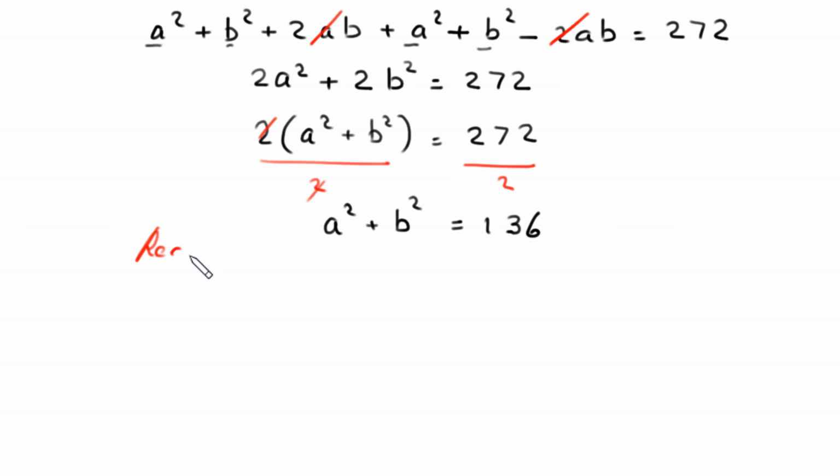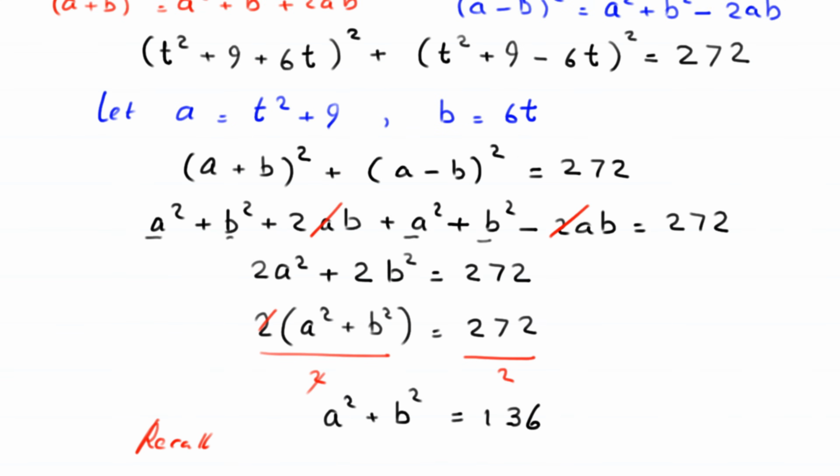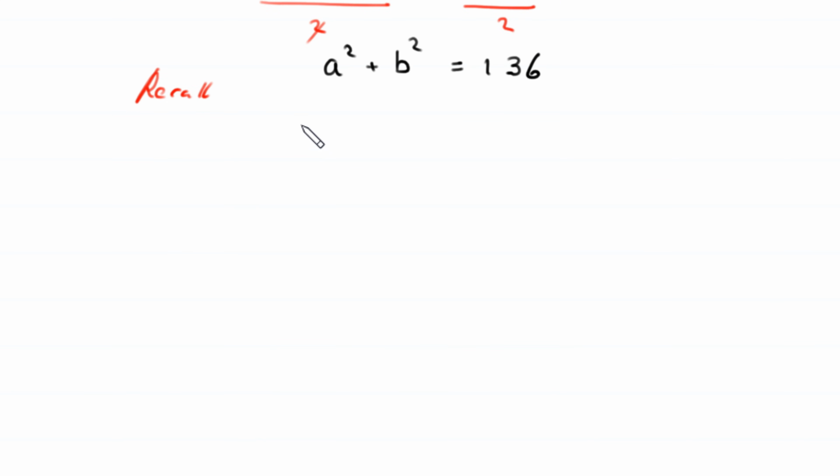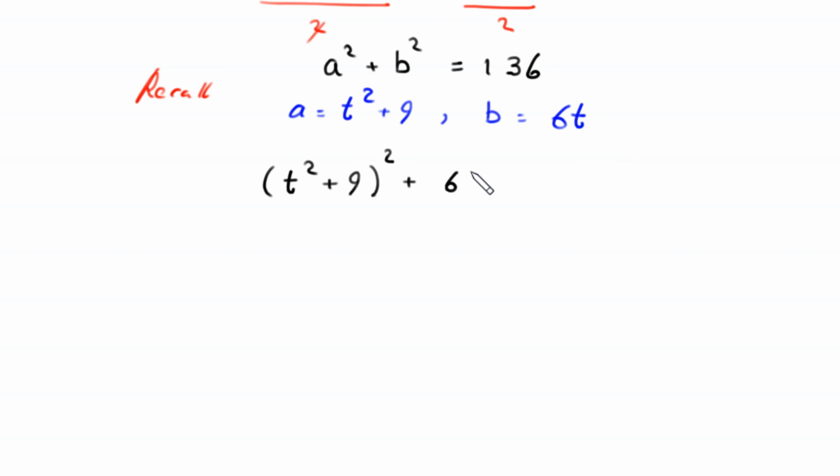Now recall that we have supposed that a = t^2 + 9 and b = 6t. So this equation will become (t^2 + 9)^2 + (6t)^2 = 136.